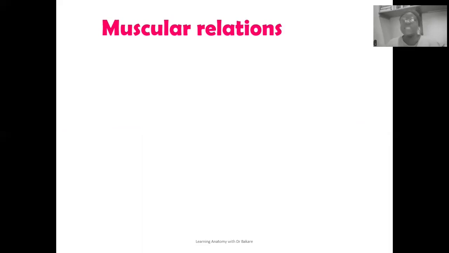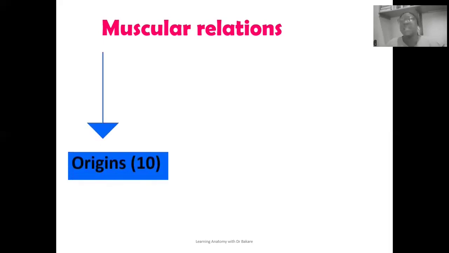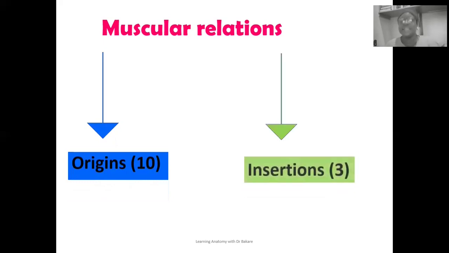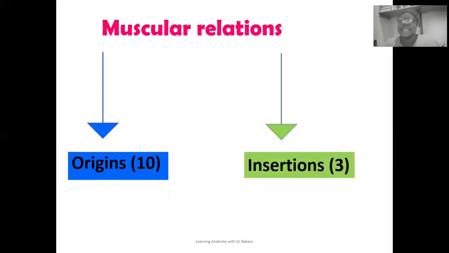But before we do this, in this lecture, we would be looking at a number of muscles that take their origin sites from the ulna, and we'll also be looking at a number of muscles that are inserted on this bone. So we'll be looking at 10 muscles that take their origin sites from the ulna, while we'll be looking at 3 of these muscles that are inserted on it. So now let's drive through this.